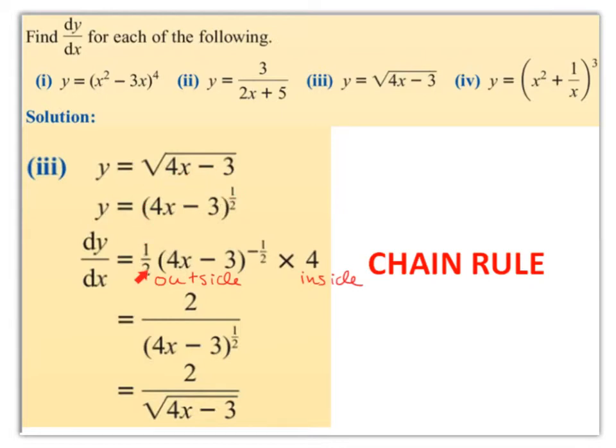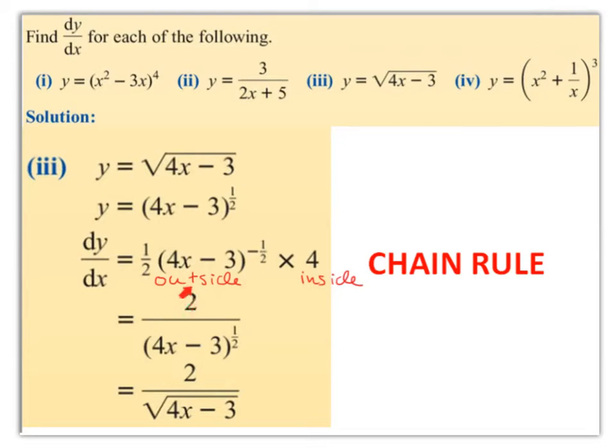We bring the power down in front, the half comes down in front. We keep what's inside the brackets, and we reduce the power by 1. Half minus 1 is minus a half. So that's the outside. We differentiated the outside. Next, we multiply that by the derivative of the inside. The derivative of 4x is 4. The derivative of minus 3 is 0. And then we simplify. So half times 4, or half of 4, is 2.